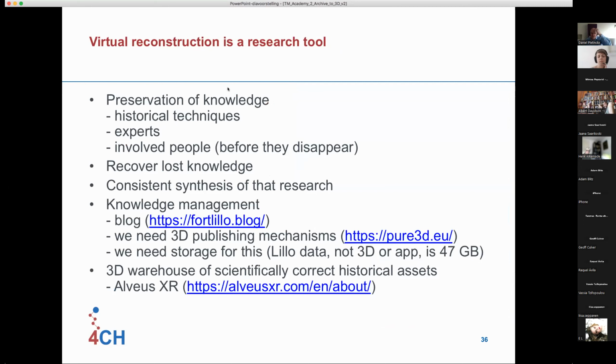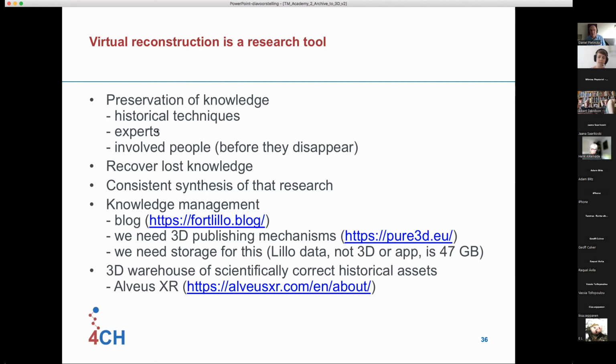Okay, to conclude this first session, and then the next session after the break will be about the maps, about the historical GIS. But in fact, what we have seen from this discussion is that virtual reconstruction is definitely a research tool. And that means, in fact, it is about preservation of knowledge. There are historical techniques that we have the knowledge of, in most cases where the knowledge is disappearing also.